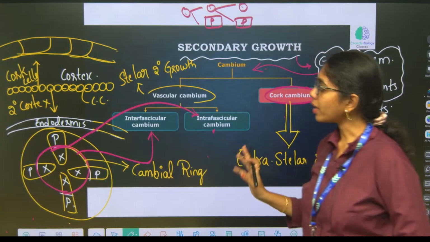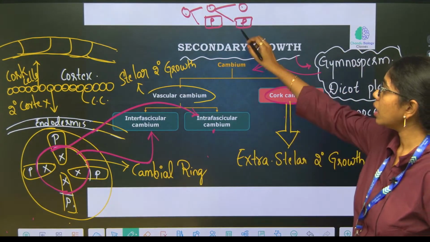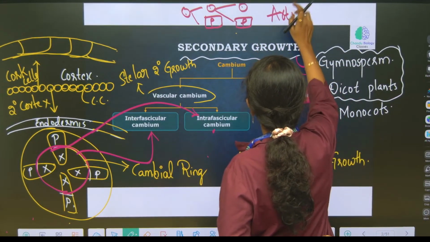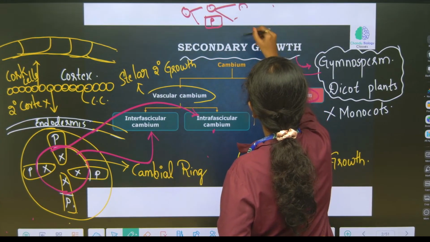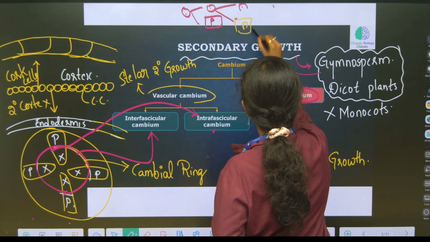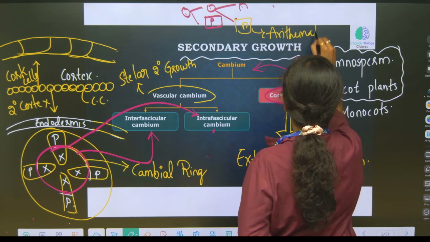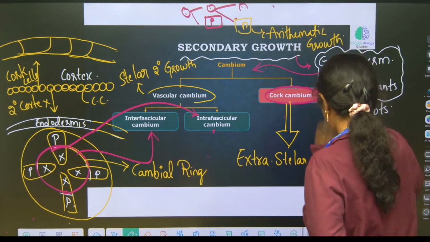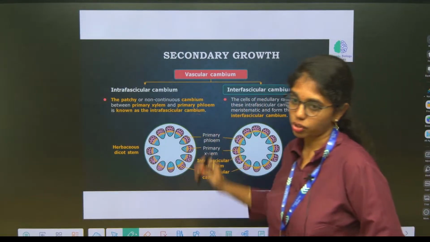Clear, right? What form of growth will they conduct? What form of meristematic activity? Arithmetic growth. This will conduct arithmetic growth. Clear, right?